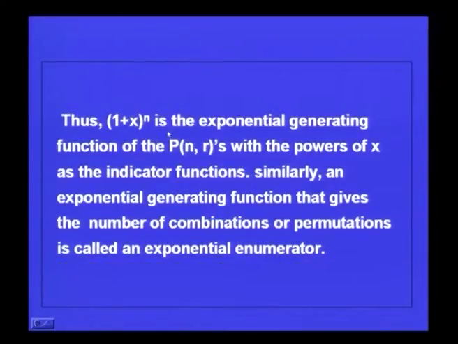Thus, (1 + x)^n is the exponential enumerator, or the exponential generating function, for PNRs with the powers of x as the indicator functions. That is, x, x squared, x cubed, etc. are the indicator functions. Similarly, an exponential generating function that gives the number of combinations or permutations is called an exponential enumerator.